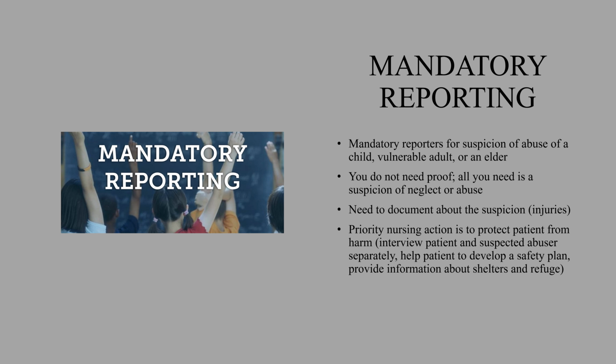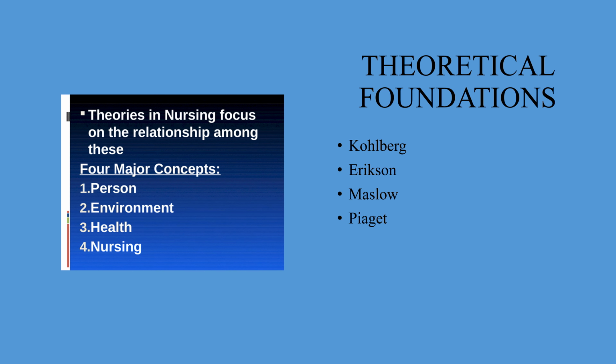Now, if that 25-year-old does not want to press charges, denies that anything is happening, but you have suspicion, you cannot call the police just because you feel that this person is in danger. She is not a vulnerable adult. All you can do is give her information, help her to develop a safety plan, provide information about shelters and refuge, and try to educate her as best you can. But if there's a child or a vulnerable adult or an elder over the age of 65, you do need to call the authorities, that you are a mandatory reporter.